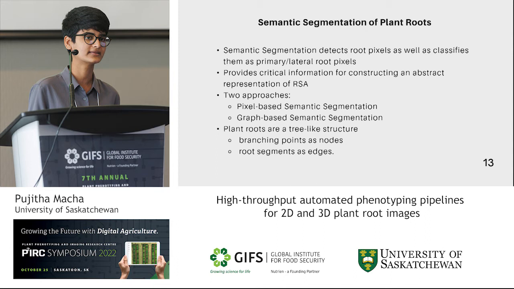A pixel-based semantic segmentation model will try and classify each pixel as either a primary or lateral root pixel. But plant roots essentially have a tree-like structure where we can consider branching points as nodes and root segments as edges. So we can leverage the structural information and perform a graph-based semantic segmentation, where we'll try and classify each edge as either primary or lateral root edge rather than doing it pixel-wise.